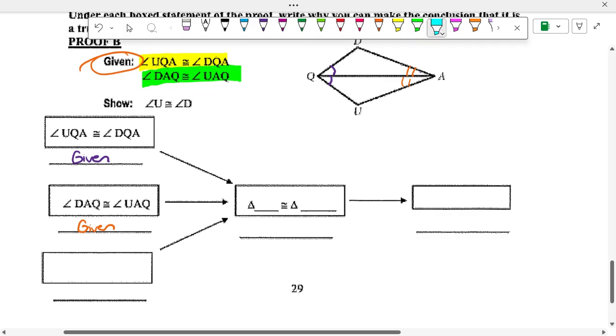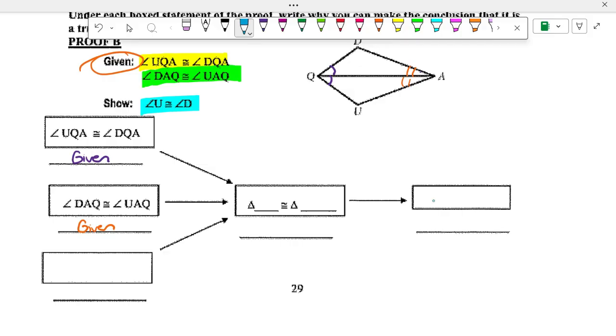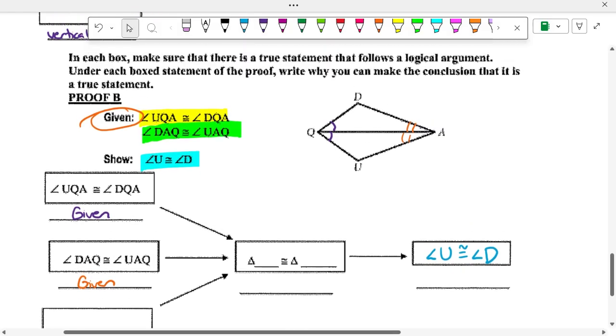Now, it wants us to show that angle U is congruent to angle D. Whatever they're asking you to show, that's always your last statement. So angle U is congruent to angle D. We don't know the reason yet, but if we were to take a guess, what do you think the reason's going to be? If you don't know yet, that's fine. All right, so let's look at a plan of attack.